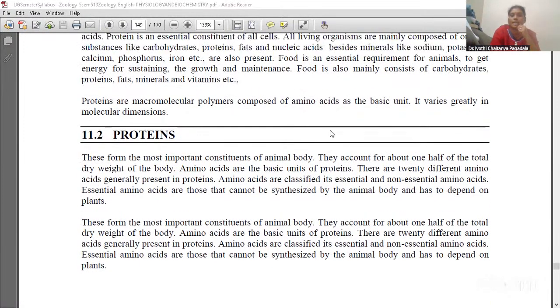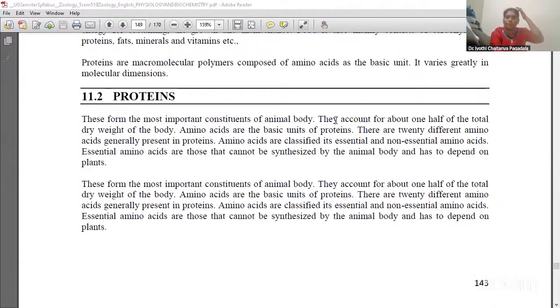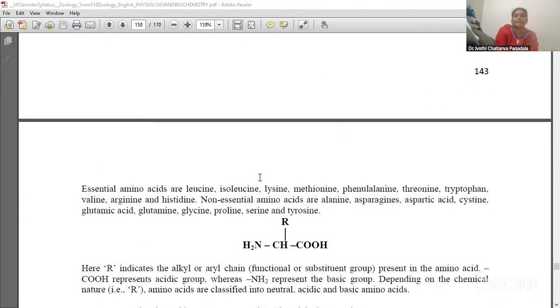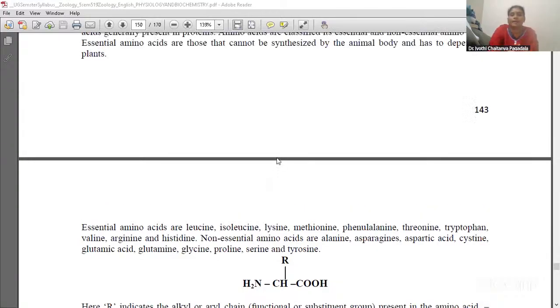Amino acids are classified into essential and non-essential amino acids. The essential amino acids cannot be synthesized by the animal body and depend on plants. Here we have different amino acids like leucine, isoleucine, lysine, methionine, phenylalanine, threonine, tryptophan, valine, arginine, and histidine.